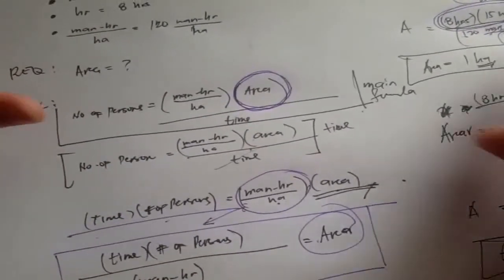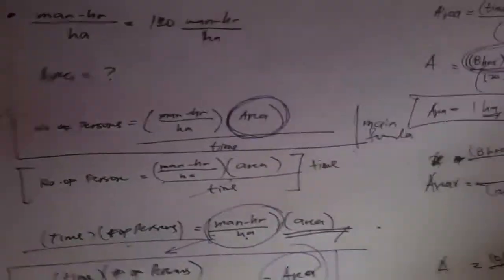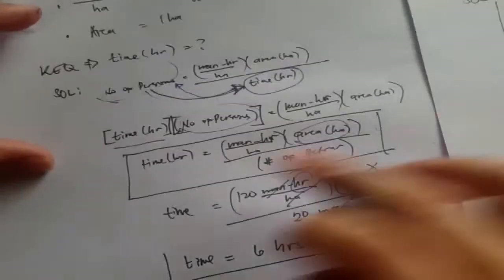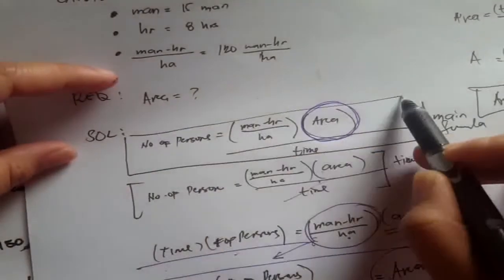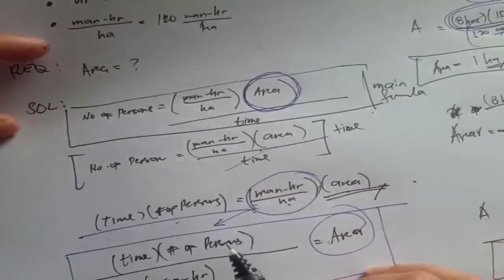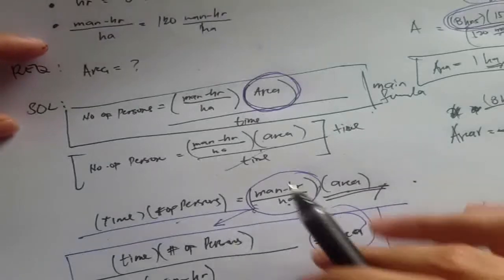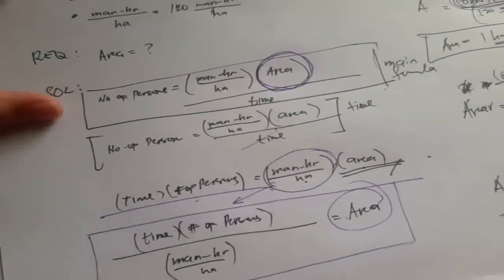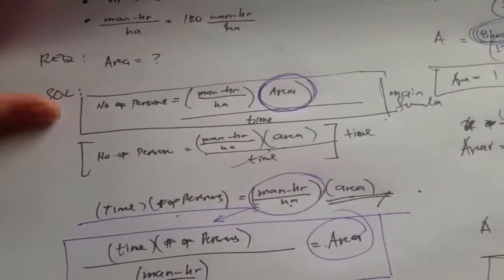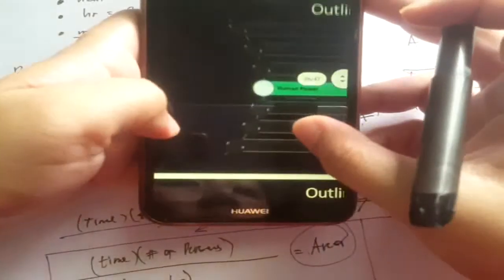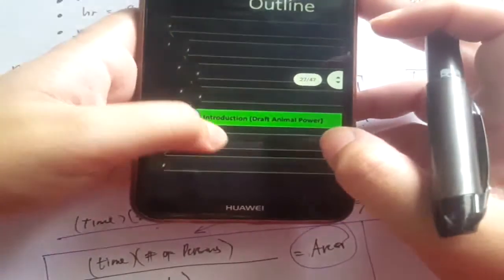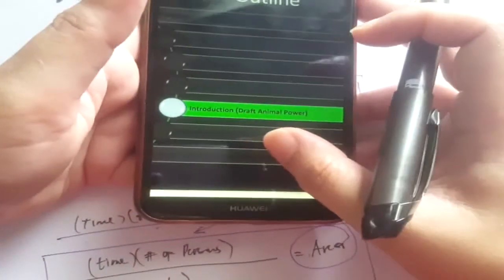That's all for our hectare requirement and formulas. You don't need to memorize the formula for area or the formula for time. All you need to do is go back to our main formula and derive the values one by one. In our next video, we have finished the human power, and we will continue our discussion regarding the draft animal power.